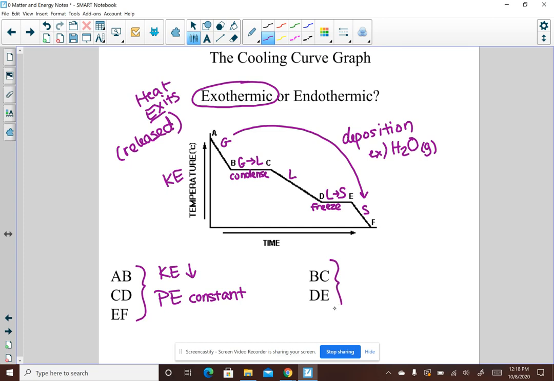If we look at B, C, and D, E, temperature is not changing because the phase is changing. So if temperature is not changing, then kinetic energy is not changing. What is changing is the phase. So the spacing of the particles is changing. Their potential energy is changing. As I go from gas to liquid, we're getting closer. Liquid to solid, we're getting closer. So what's happening to my potential energy? It is going down. Okay.